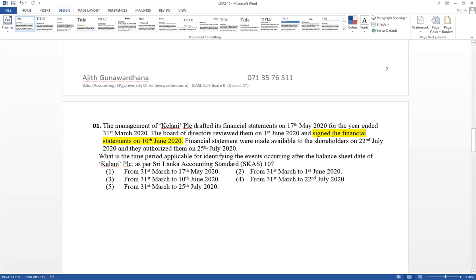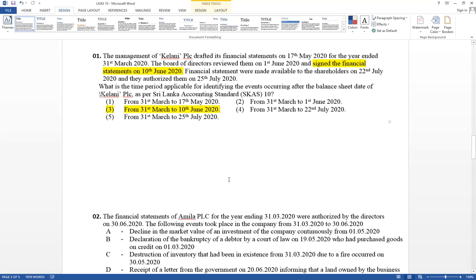Therefore, the director signs the financial statement on the given date, 10 June. The end of the accounting period is 31st March. Therefore, you have to consider from 31st March to 10 June 2020. Therefore the answer is the third one. This is the time period you have to consider as after the reporting period. Right, let's look at question number 2.